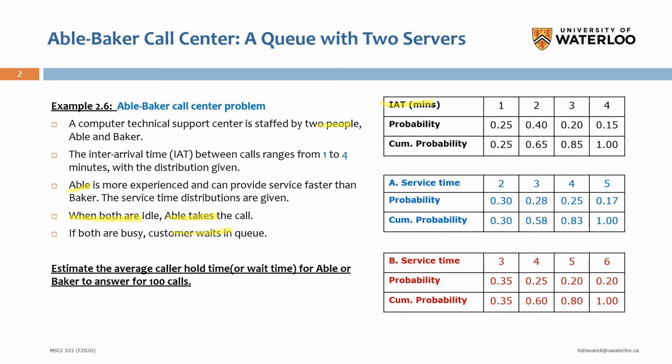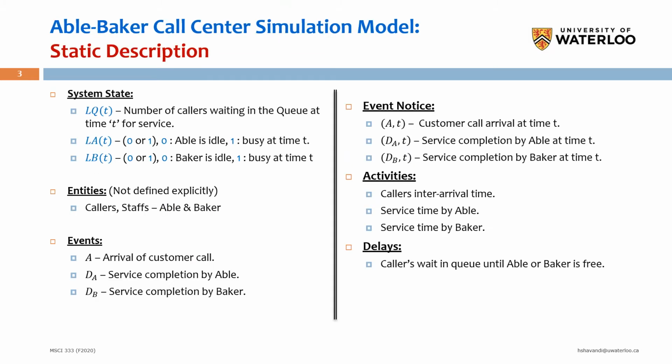Okay, so here, if you remember, in Excel we simulated this example for 100 calls. Okay, but here we can do the same. I mean, we can run the discrete event simulation for 100 new calls or for a predetermined simulation time. Okay, so again, we need to define the model's components.